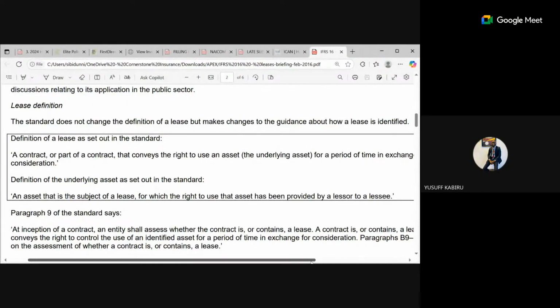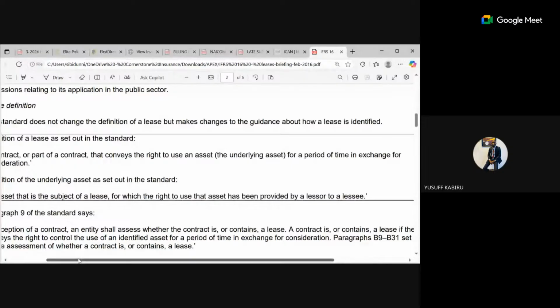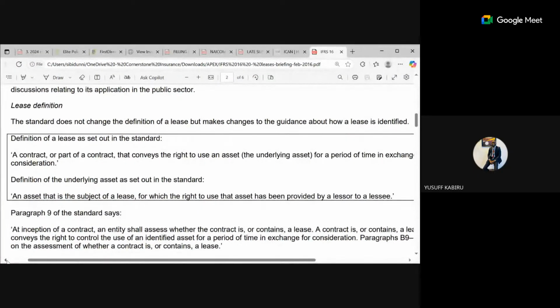The underlying assets for a period of time in exchange for consideration. Yes, in exchange for consideration. So meaning that you have the right to use the assets because you are paying for the usage. I hope you are on the same line.